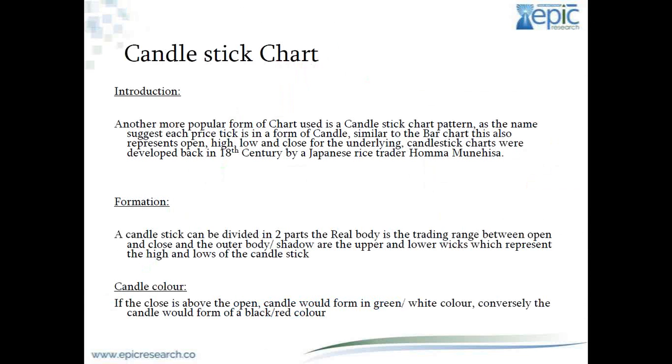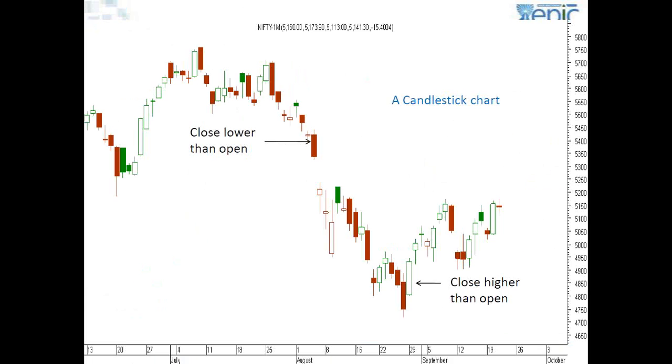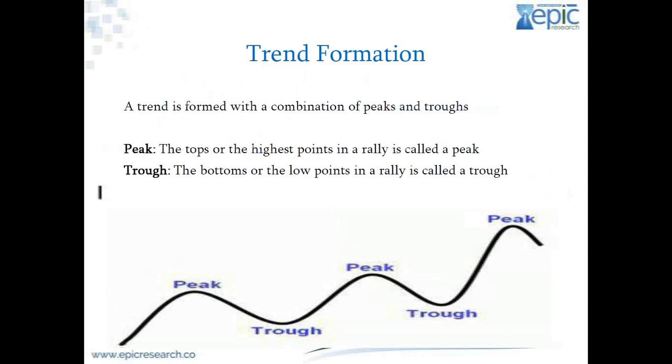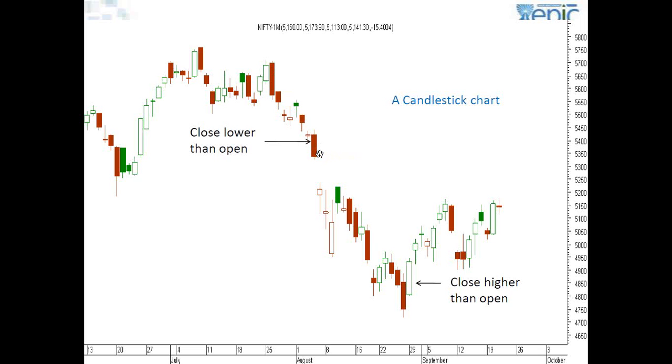A candlestick chart, also known as a Japanese candlestick chart. This is how a candlestick chart would look. A candlestick chart is a square shape with a tick on the upside and the downside. It is almost similar to the bar chart.